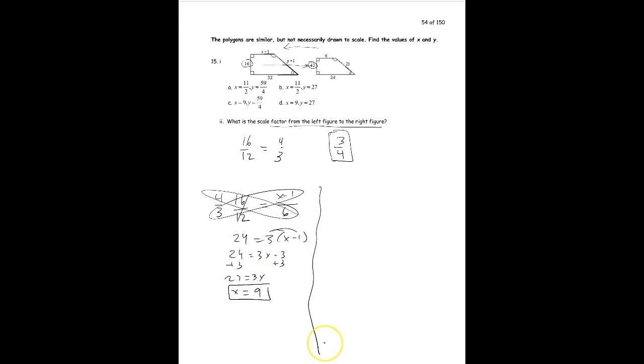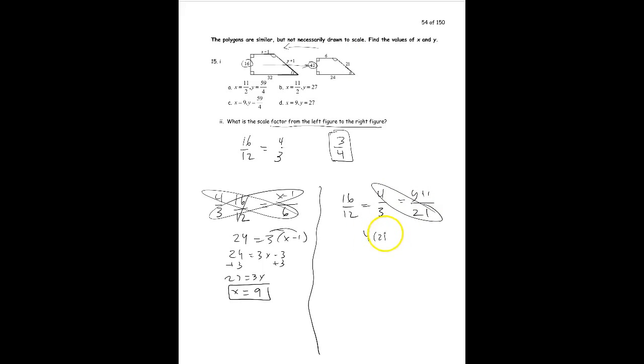And then we'll do the same thing for the y side. So here I'm going to use that same linkage. 16 over 12 are those two sides, which I know equals the same as 4/3. That's just to make my math easier. And then we know that y plus 1 from this figure turns into 21. Now we can go ahead and set up and solve.